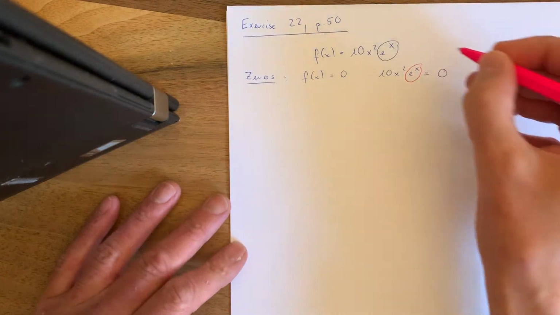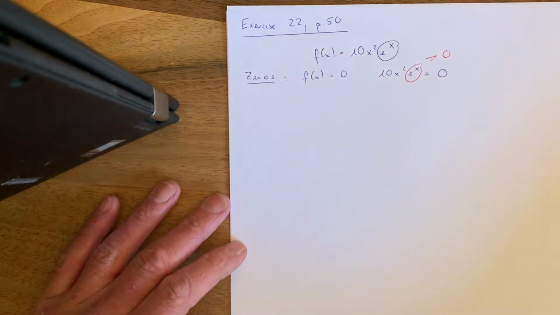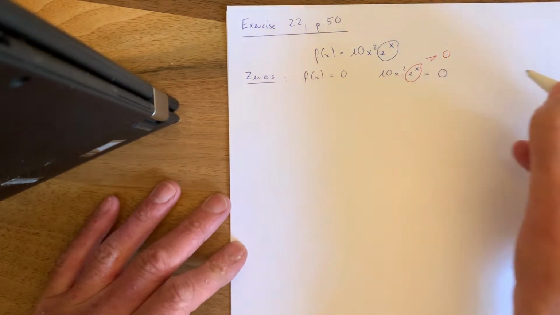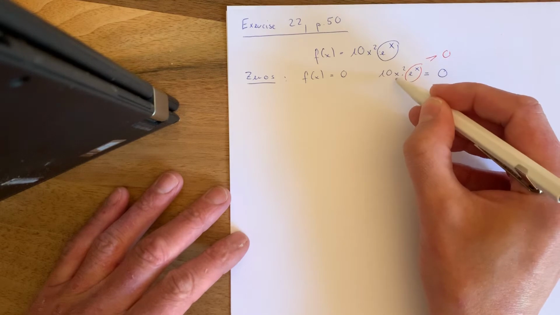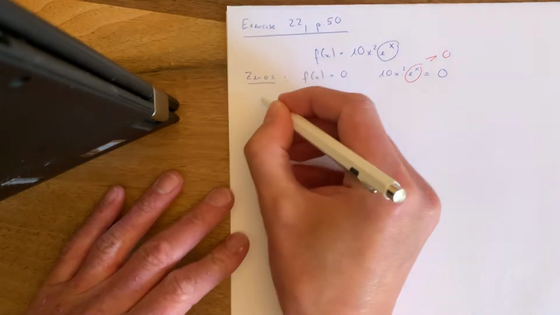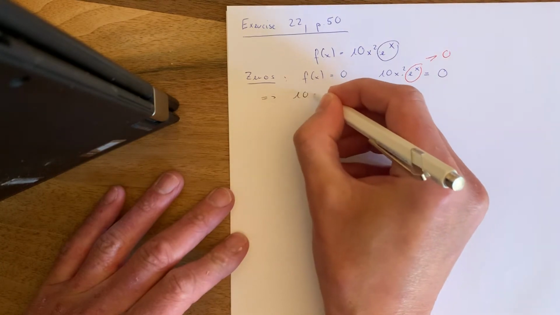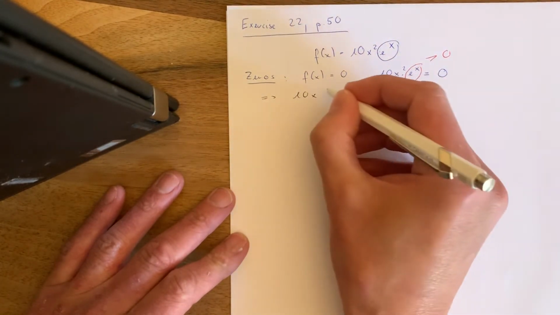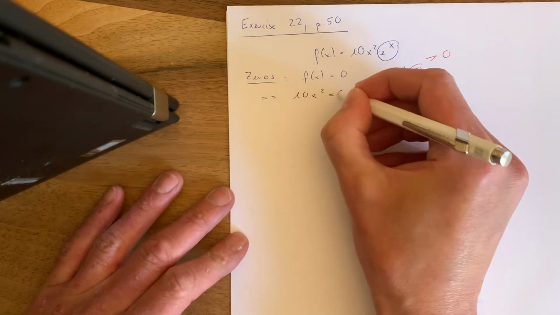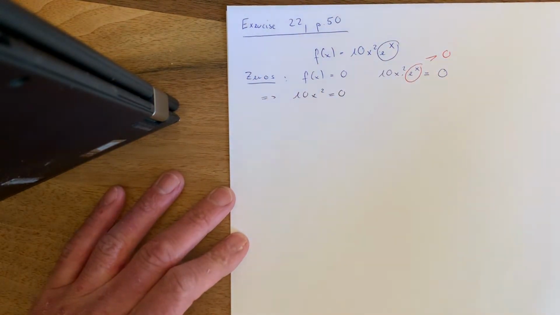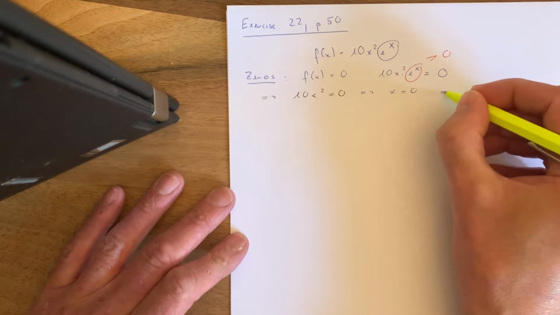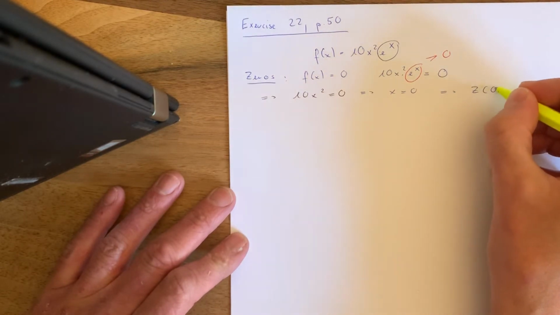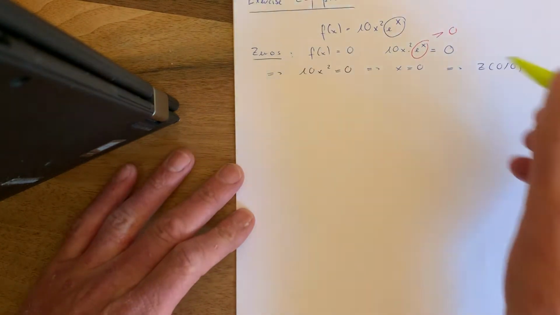So consider this e to the power of x. This e to the power of x is always bigger than 0. Since the whole thing is in fact a product, and since one of the factors of this product is surely never 0, the other factor has to be 0. So this whole thing is 0 just in case 10 times x squared equals 0. As easy as that. And this is 0 just in case x is 0, so we get a single zero at (0, 0). Okay, so don't forget this one.